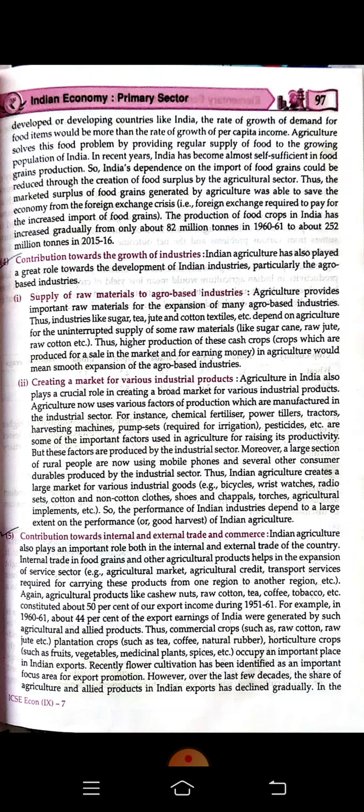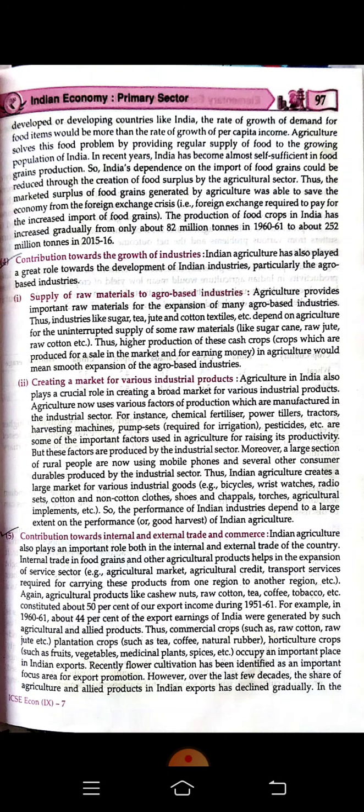So, supply of raw materials to agro-based industries. Agriculture provides important raw materials for the expansion of major agro-based industries. Thus, industries like sugar, tea, jute, cotton textiles. Thus, higher production of these cash crops in agriculture would mean smooth expansion of the agro-based industries.